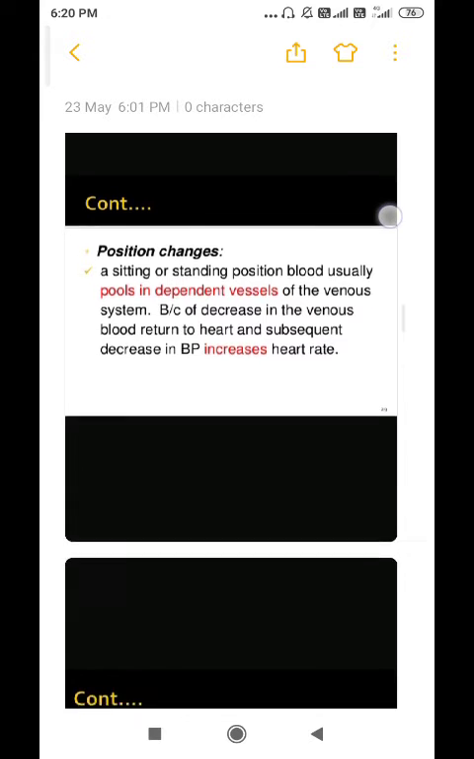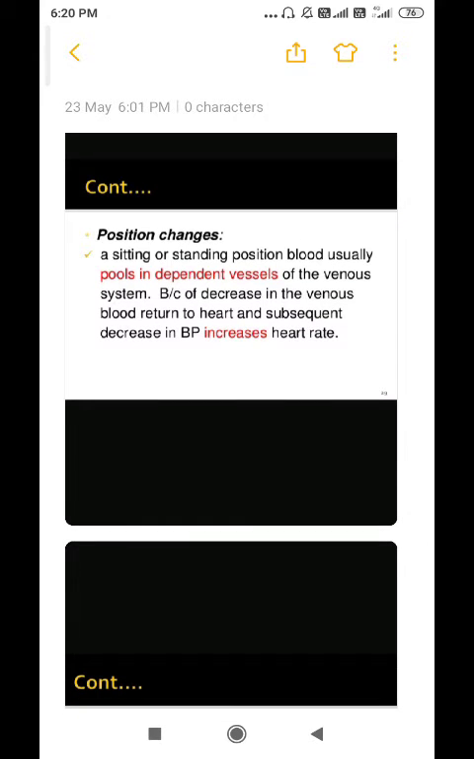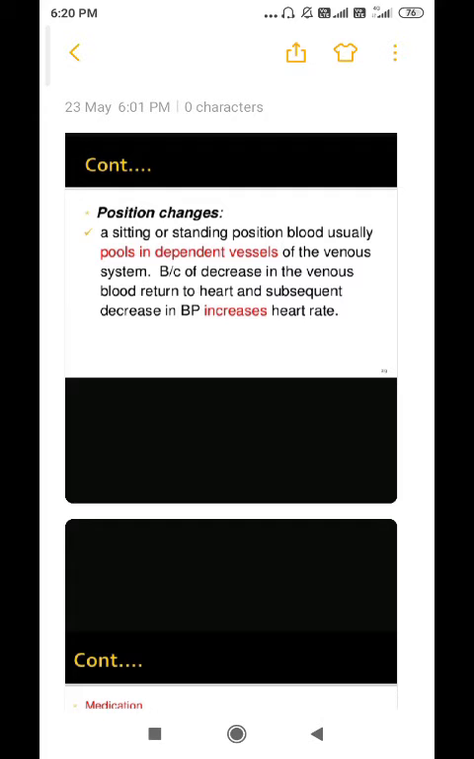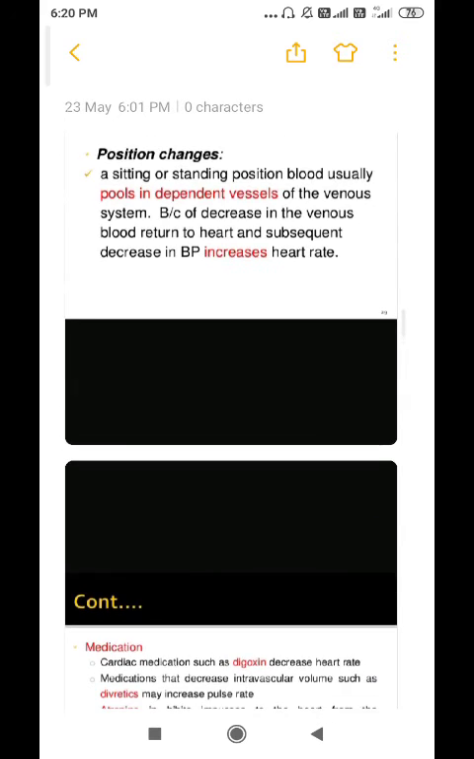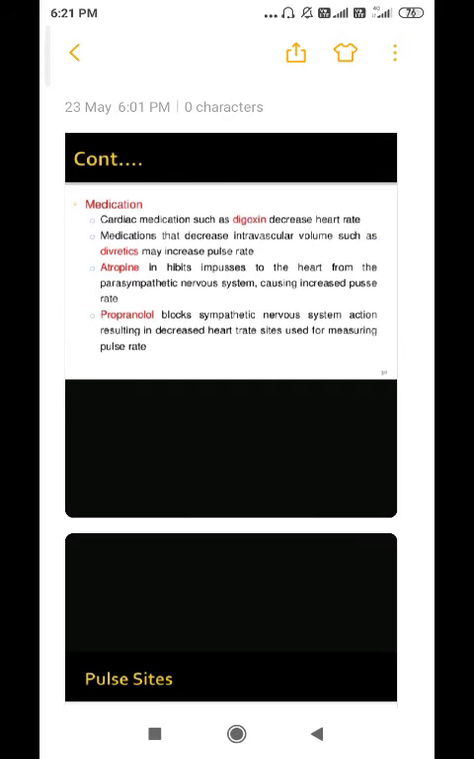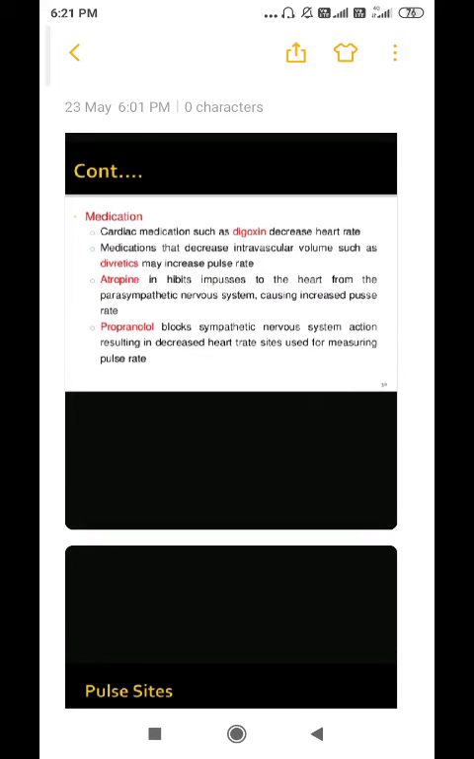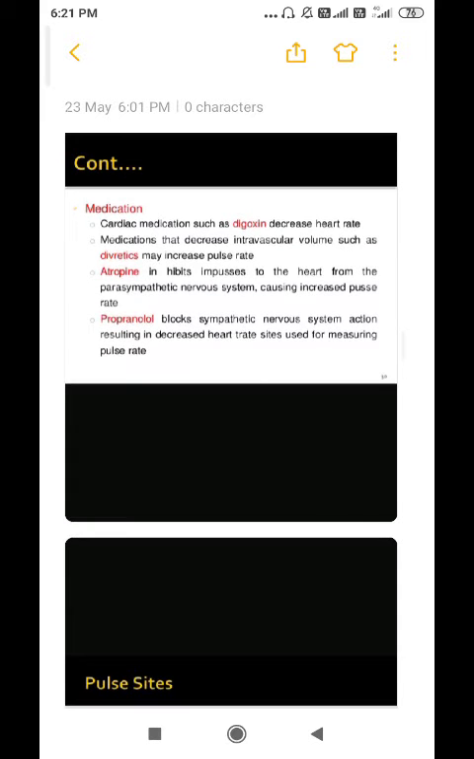Then next, position changes. In a sitting or standing position, blood usually pools in dependent vessels of the venous system. Because of the decrease in venous blood return to the heart and the subsequent decrease in blood pressure, heart rate increases. This is the position change. And medication: cardiac medication such as digoxin decreases the heart rate, and medication that decreases intravascular volume, such as diuretics, may increase pulse rate.